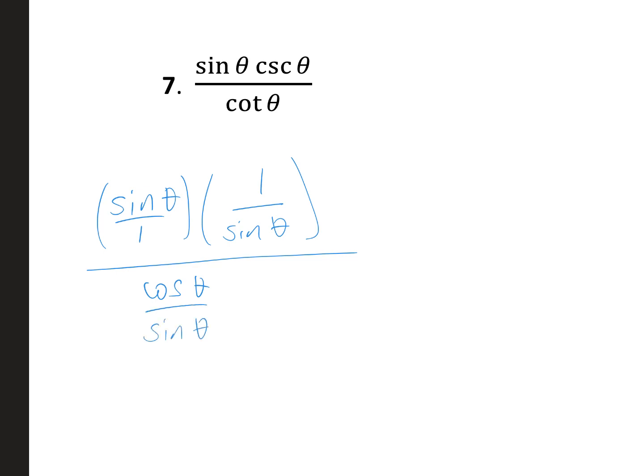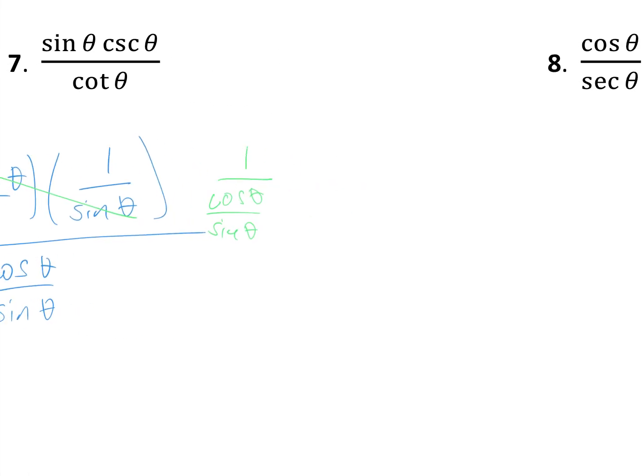All right, how can we simplify the numerator? The sines will cancel, so I'm left with a 1, right? 1 over cosine theta over sine theta. Still have a fraction divided by a fraction. So if we keep, change, flip, we have 1 times sine, good, over cosine, which becomes tan. Good.